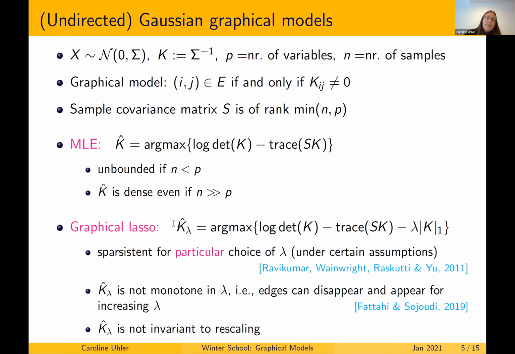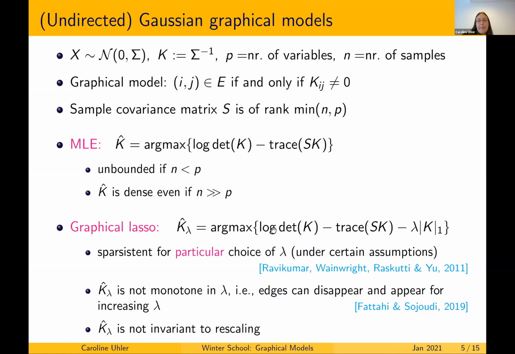Because the graph corresponds to the non-zero pattern of this estimator here, I could actually try to make it sparse. Now, this is a standardly used estimator. This is known as graphical lasso. Okay, so this is how, when you assume Gaussianity, you would actually learn the underlying graph.